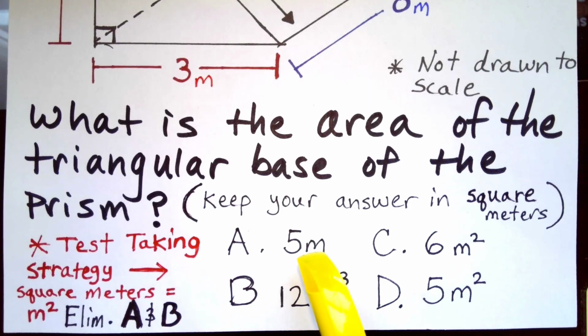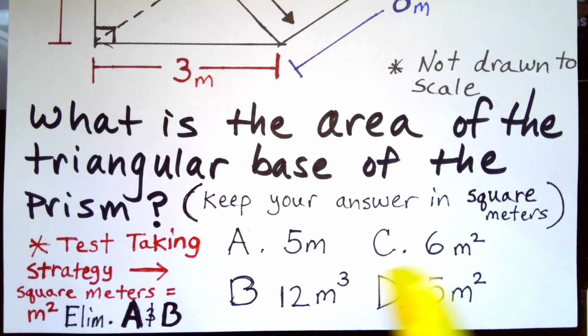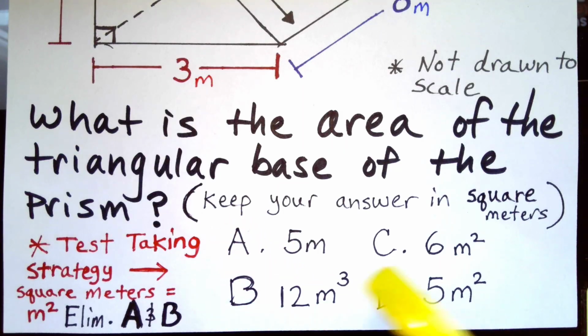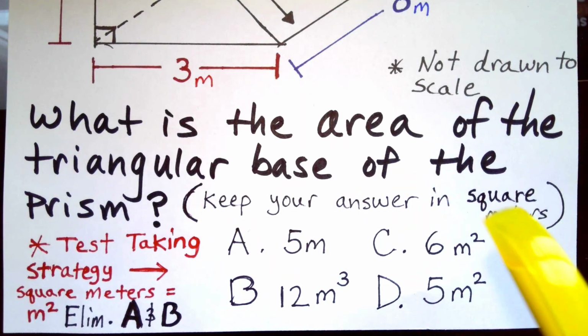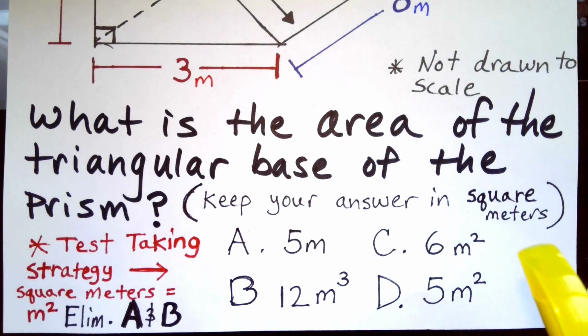So if you take a look at option A, 5 meters. Meters is not in square meters. Cross off A. Let's take a look at B, 12 meters cubed. Again, the answer is not in square meters, it's in cubic meters. So you can cross off A and you can cross off B. Right now, even if you didn't know how to answer this question, you got it down to C or D, which is a 50% chance of just guessing the answer correctly.